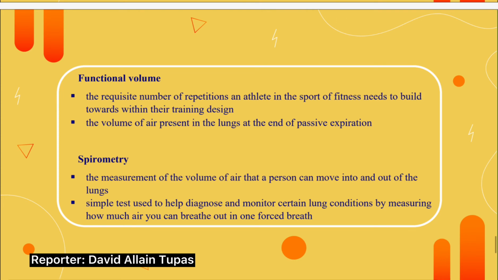Spirometry is the measurement of the volume of air that a person can move into and out of the lungs. It is a simple test used to help diagnose and monitor certain lung conditions by measuring how much air you can breathe out in one forced breath. So how is spirometry performed? During the test, you will be sitting upright. A clip is placed on your nose and you will be given a plastic mouthpiece connected to the spirometry machine. You will place your lips tightly around the mouthpiece and be asked to take in as big and deep a breath as possible, and then blow out as hard and as fast as you can.